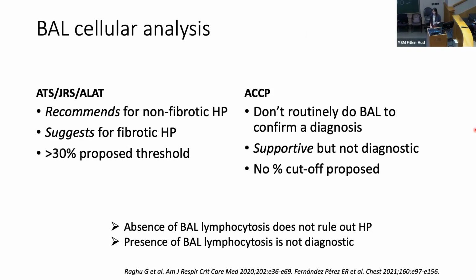So cellular analysis is another place where things aren't really congruent. In ATS, they recommend it for non-fibrotic HP and suggest it, so kind of a softie, you could do it for fibrotic HP, and they say to use a 30% threshold. CHEST says don't routinely do it. Don't do it to confirm a diagnosis. If you know this person has HP, don't do a BAL. They didn't propose a cutoff. If you want to do it, you can. It might be supportive, but the absence of lymphocytosis doesn't rule it out, and the presence doesn't mean that it's HP.